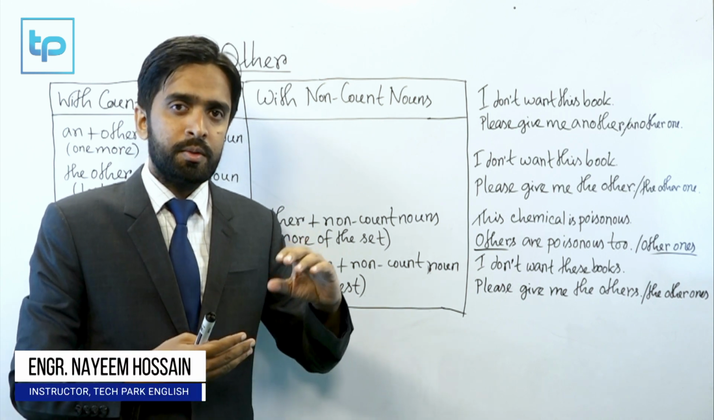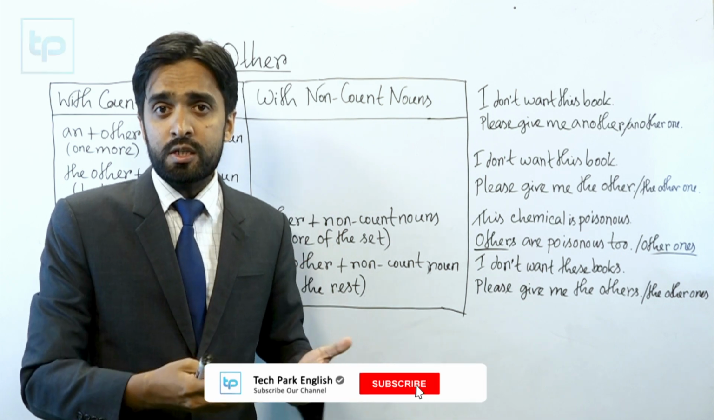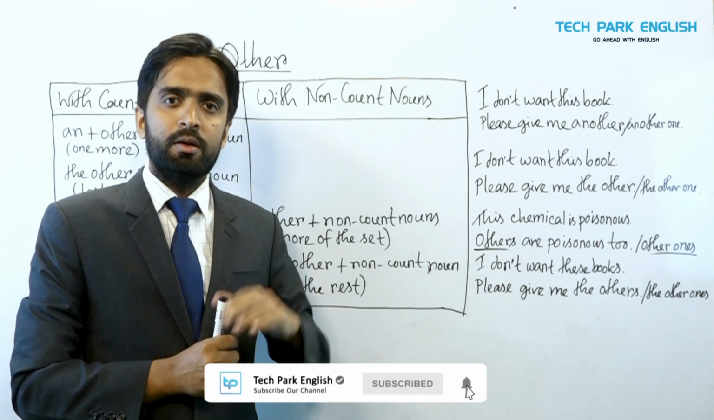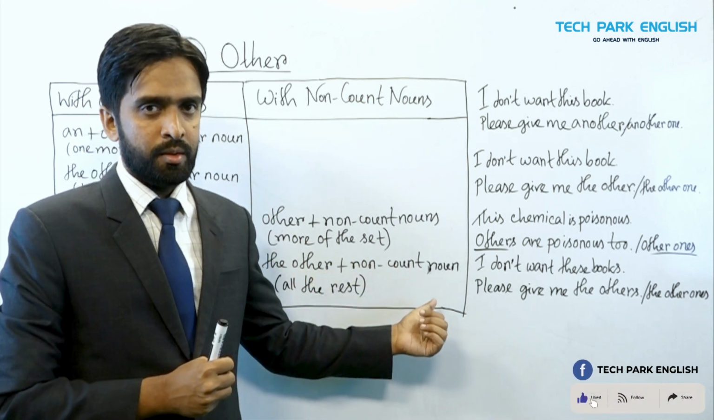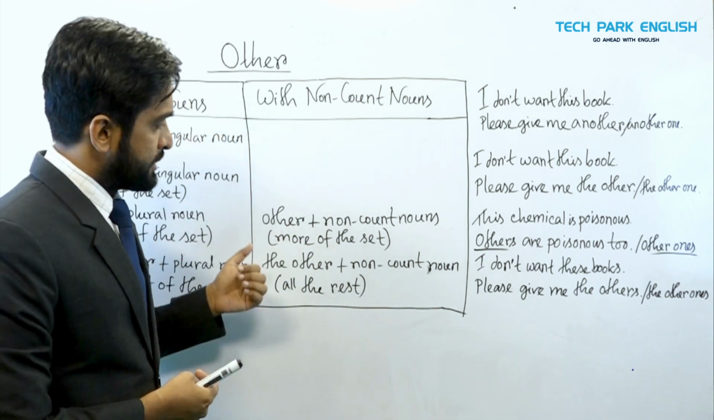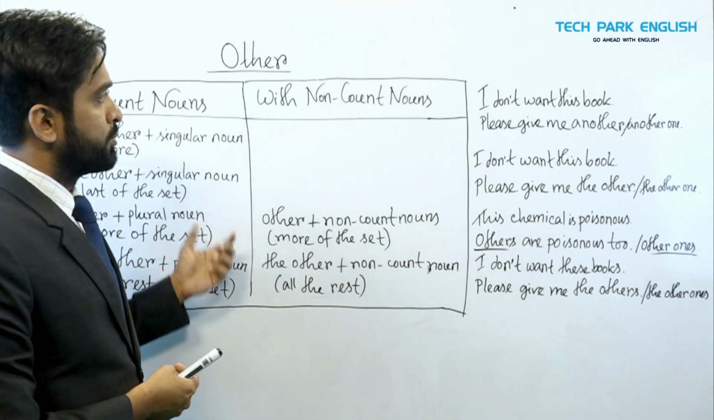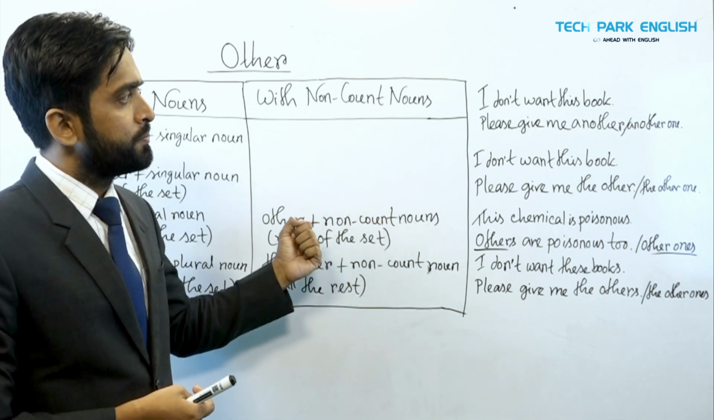You could say, I need the other water. It means maybe there is a glass of water, some of it is taken by your friends, and some is left there. So you could say, please give me the other water. It means please give me the rest of the water, right? So that's how other could be used with both countable nouns and uncountable nouns.